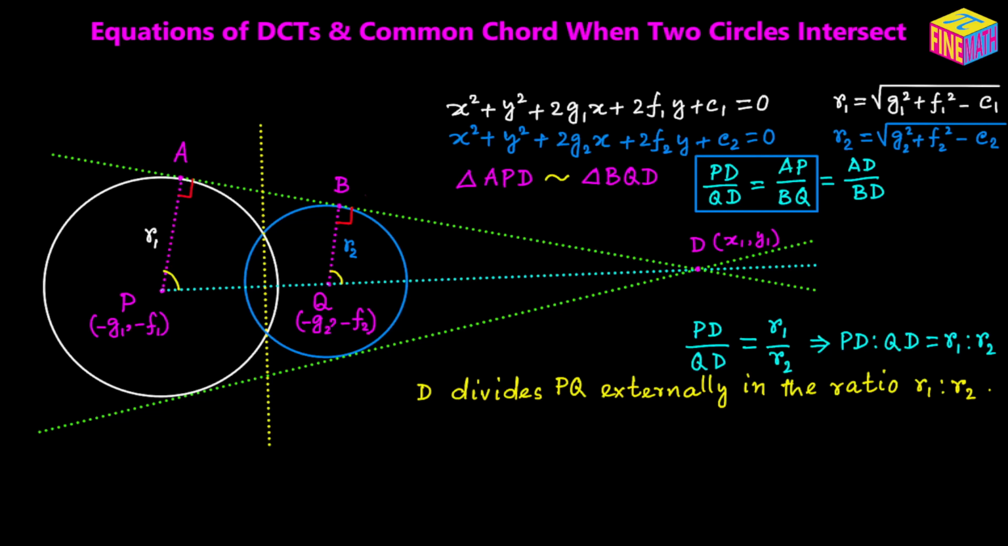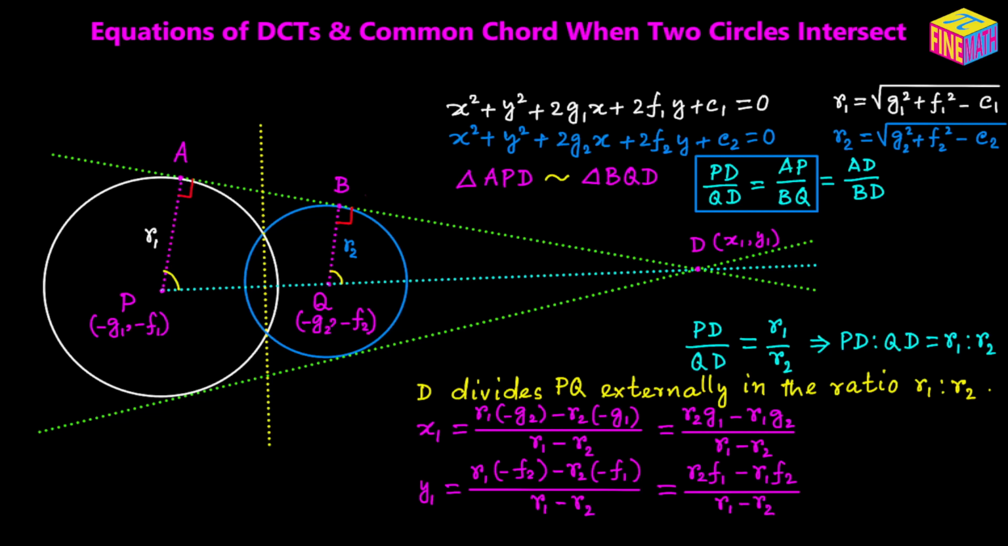Now, if we assume the coordinates of D to be x sub 1, y sub 1, we can use the section formula to easily calculate the value of x sub 1 and y sub 1. So, the value of x sub 1 will be like this. Here I have used the section formula for external division, and similarly the value of y sub 1 will be like this.